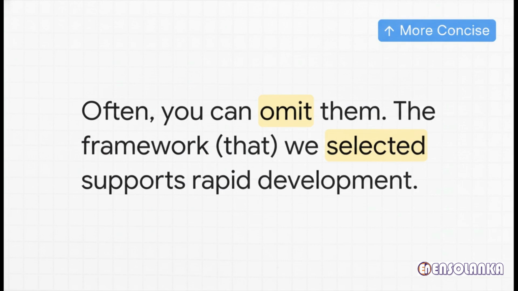Okay, but what if the noun we're talking about is the object in our little clause? For example, in the phrase we selected, the framework is the object. Well, here's a really cool and useful trick. When that happens, you can often just drop the pronoun. So instead of saying the framework that we selected, you can just say the framework we selected. It sounds cleaner, it's more direct, and you'll see this all the time in modern tech writing.